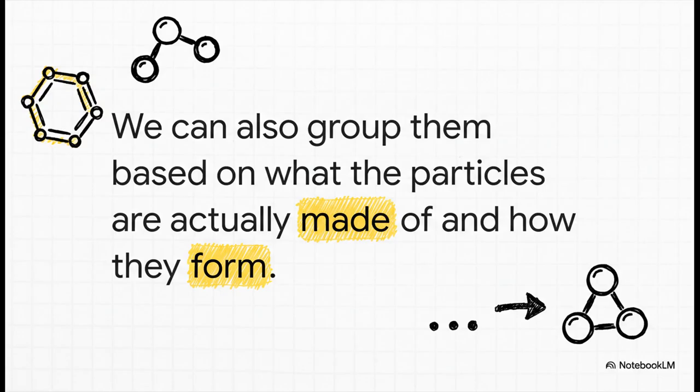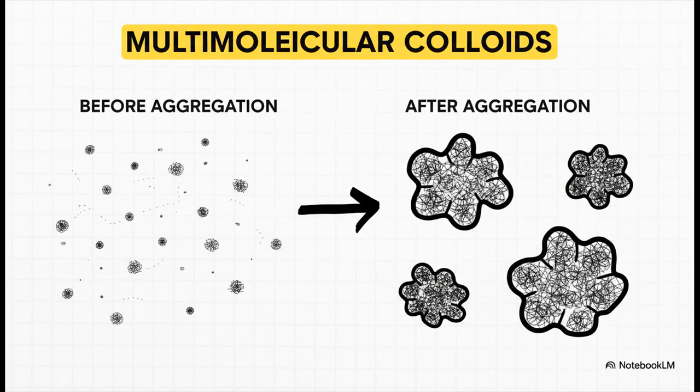Okay, so beyond just solid, liquid, or gas, we can get a little more specific. We can also classify them by looking at the particles themselves. Like, what are they actually made of, and how do they form? First up, you've got multimolecular colloids. The best way to think about these is like a crowd forming at a concert. You have a bunch of tiny individual molecules, way too small to be colloids on their own, but they all clump together and suddenly, boom, the group is big enough to be in that colloidal size range.